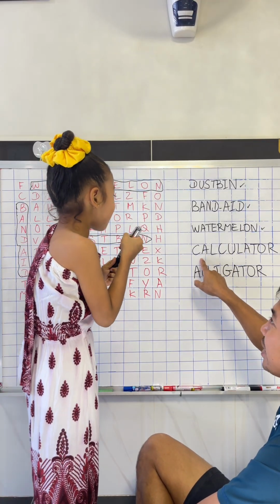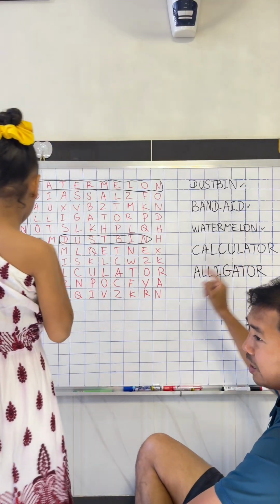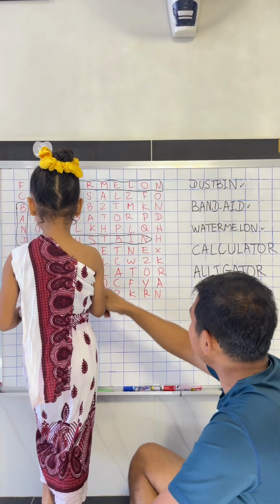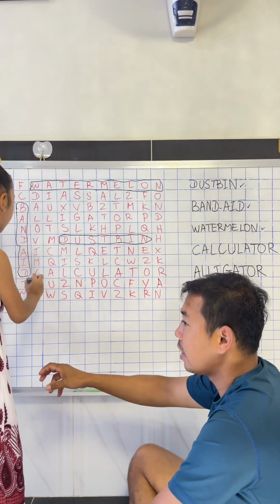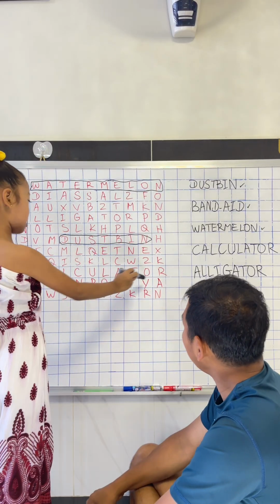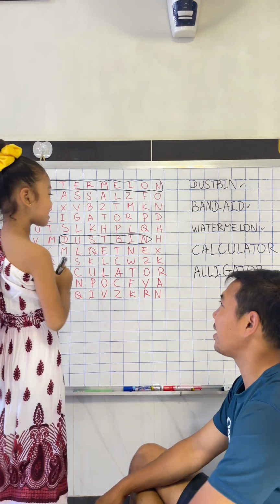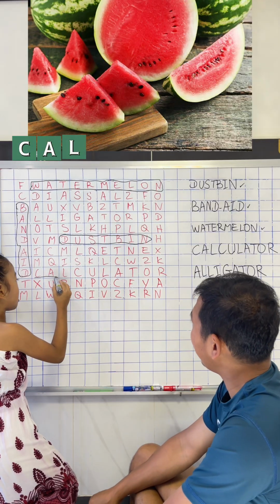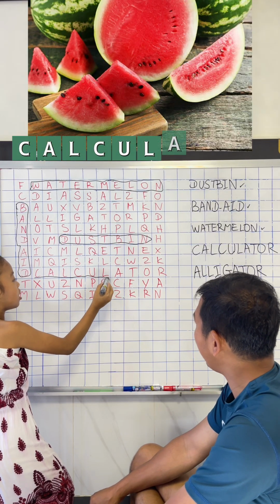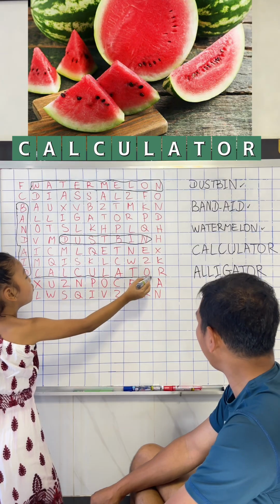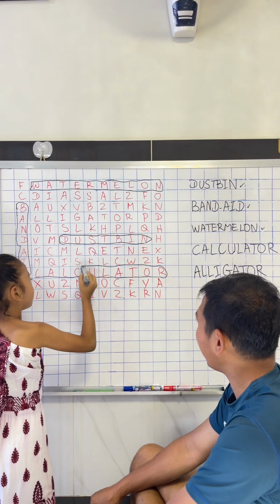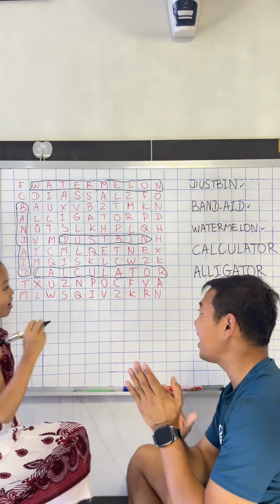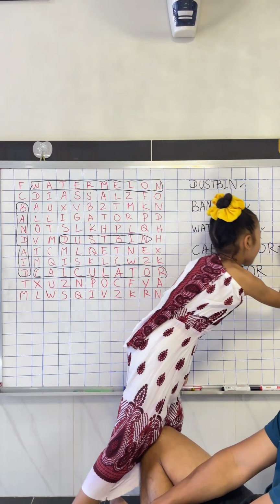So the next one is calculator. Wait, calculator is maybe here? Letter C. You can find letter C. C. No. You move a little bit. No. Yes, this is it. Calculator. Okay, correct. Yeah, so smart. You spell it? C A L C U L A T O R. Calculator. You can see. Now it's almost done.